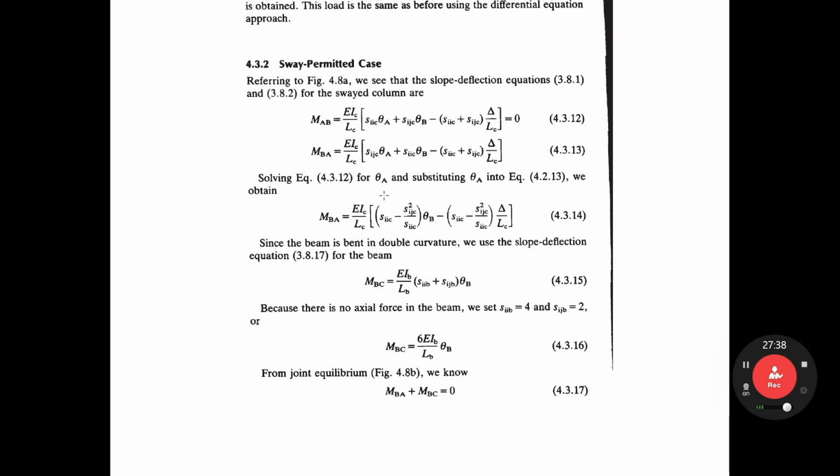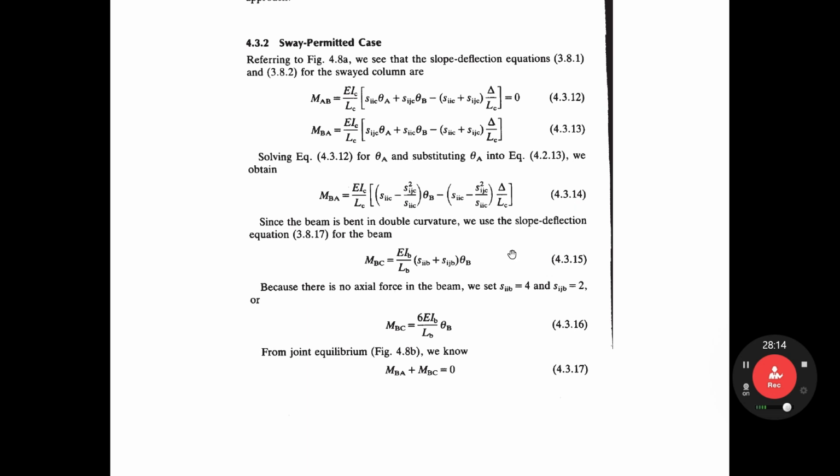So the first condition, MAB equals 0. Why? It is a hinge, so it equals 0. From this equation, you can get the relationship for zeta A. If we input that equation here instead of this zeta A, then you can rewrite this MBA in this form. Let's get MBC. B is the left hand side, C is the right hand side. In case there is no side sway, we don't have this term. And SII B zeta B, Sij zeta C, like that. Then zeta B and zeta C are identical, so we can rewrite this in terms of zeta B.